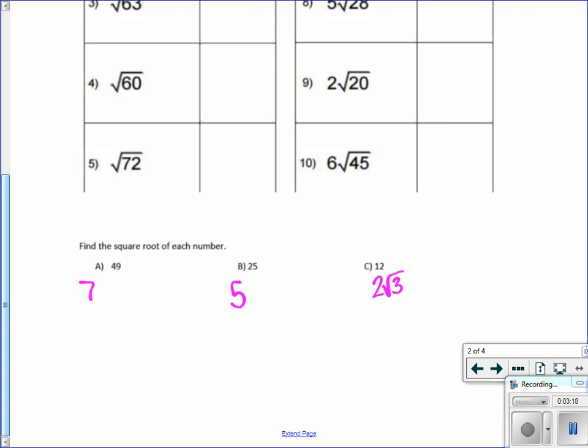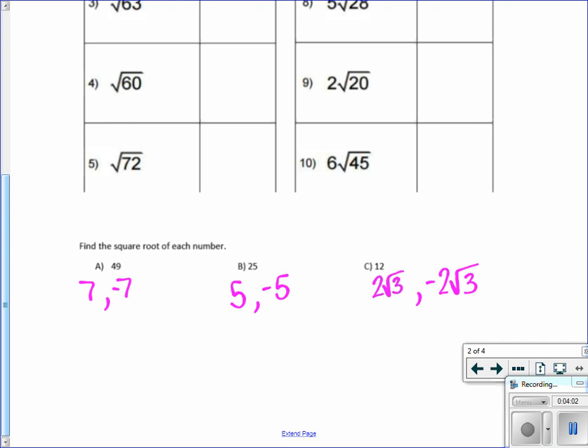Why is the square root of 49 equal to 7? Because 7 times 7 is 49. That's how we get our square root. What number times itself would give you 49? We're missing something. 7 is not the only answer. What else? Would negative 7 times negative 7 work? Yes. So the square root of 49 is not just 7, it's also negative 7. Which means it is also negative 5 and negative 2 square root of 3.